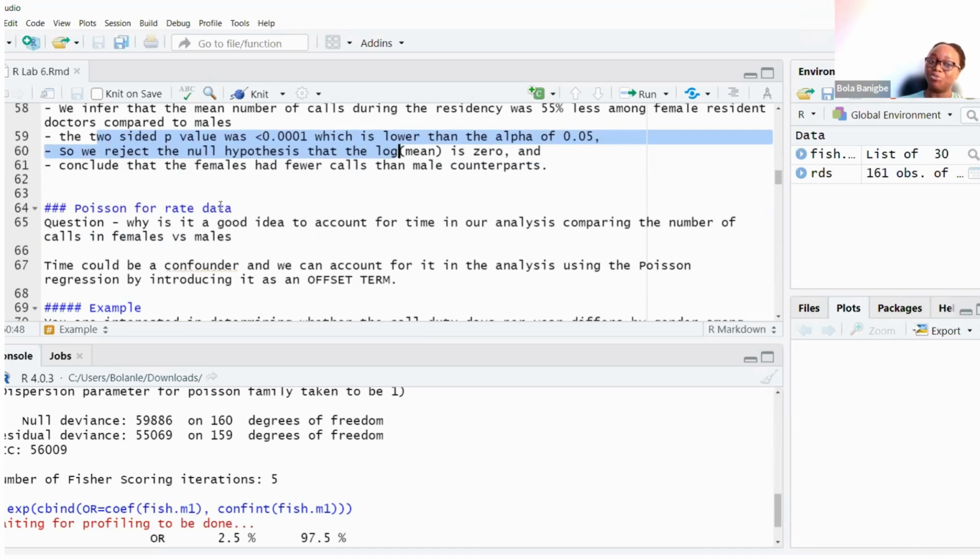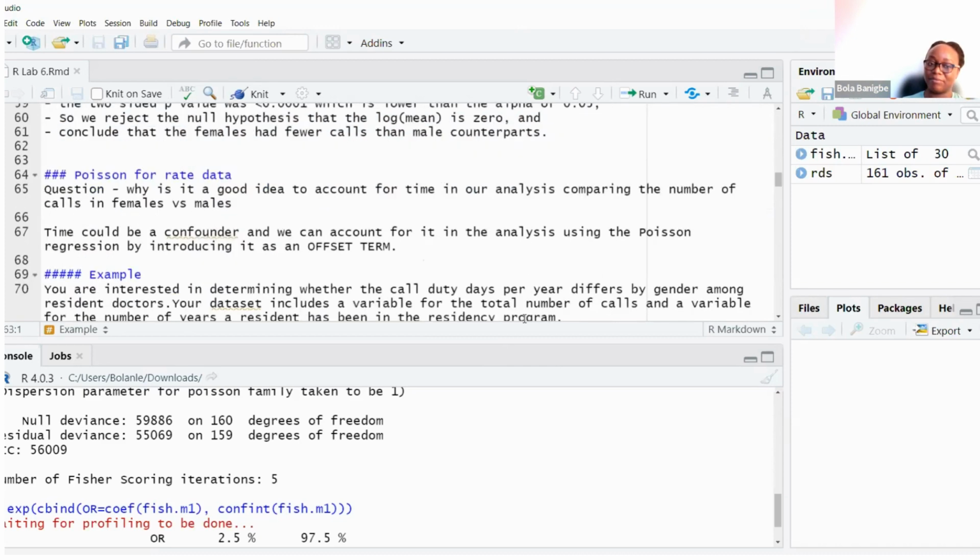So now we're going to move on to Poisson for rate data. Does anybody remember from class why you would want to think about rate? Why would you want to model the rate?